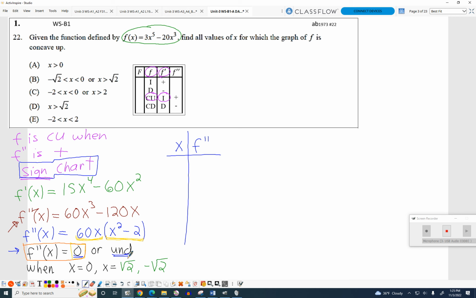So you make a list. Make sure you put them in order. So negative root 2 is the most negative. Make sure you leave a space in between. You're going to have to write in another number. 0 would come next, and then root 2. Okay. Questions?